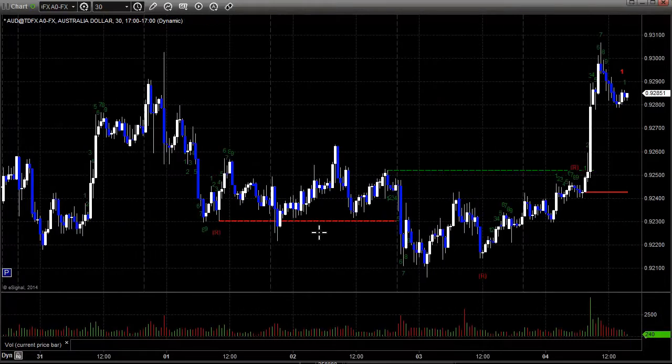Here's a look at the Aussie. Not even 100 pips of range for the whole week. This is horrible. Horrible to look at.